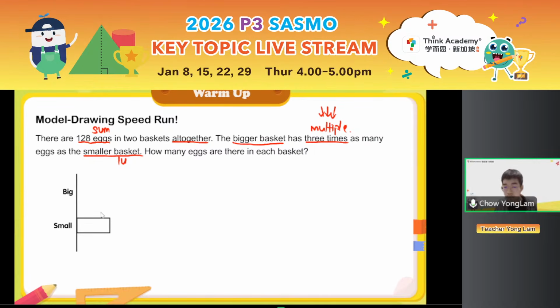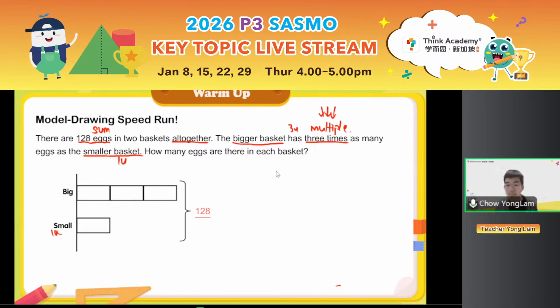Then how many such boxes should I draw for the big basket? Like I said, if my small basket is 1 unit, the big basket is 3 times, so it is 3 units. So you draw the same bar, 1, 2, 3, 3 times. And now, what else do we know? We also know the sum, the total. So we need to label the sum. The sum is 128. So altogether, the total is 128.